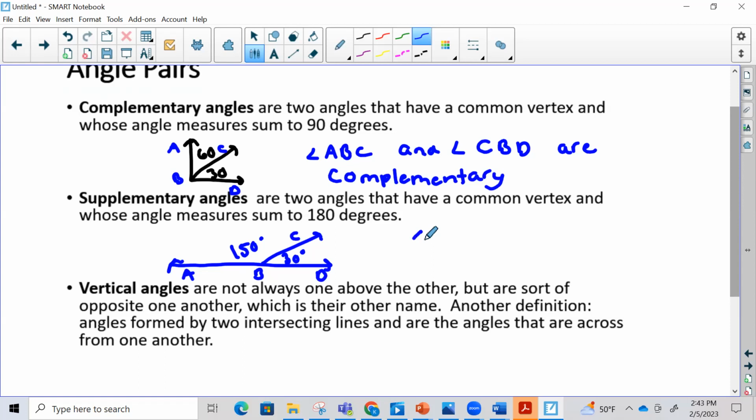So in this one, we would say angle ABC and angle CBD are supplementary. Again, for these, because they're angle pairs, it's a relationship between two angles. So we have to be naming two angles when we're talking about something being complementary or supplementary.